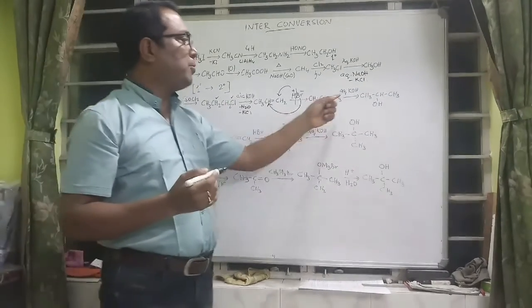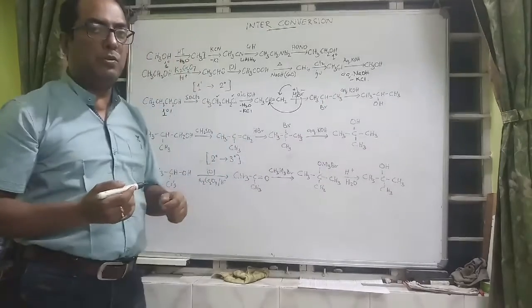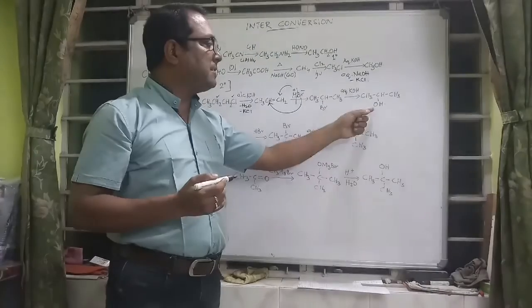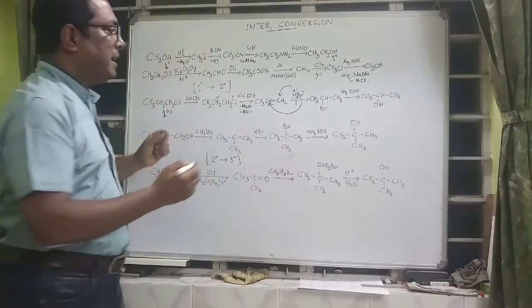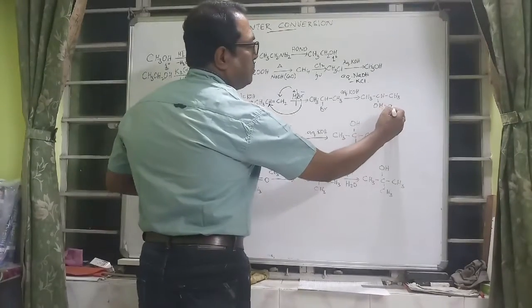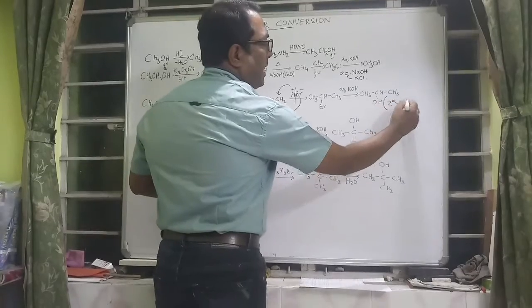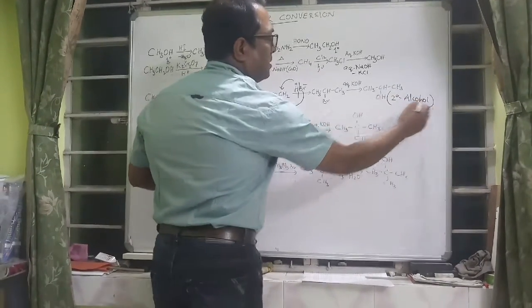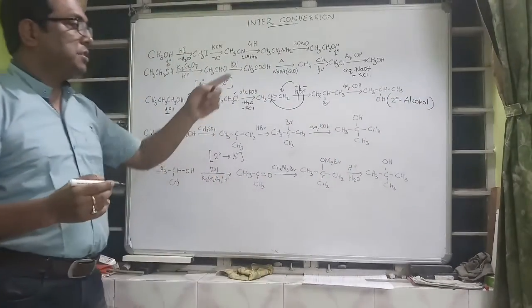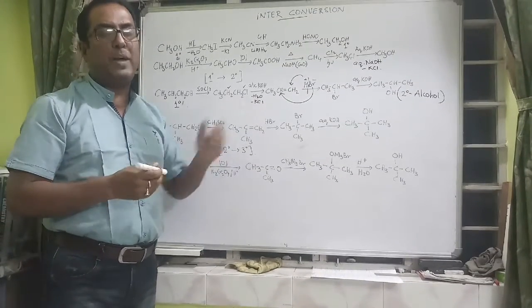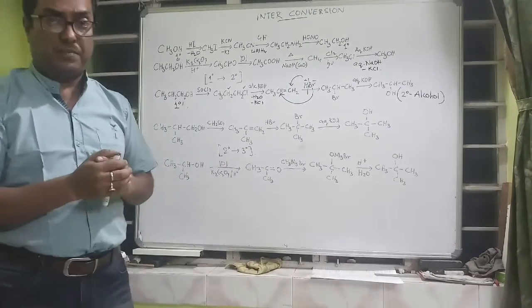So when this 2-bromopropane is treated with aqueous KOH, this Br will be replaced by OH. So 1 degree alcohol turns into 2 degree alcohol. So student, you can understand this is isopropyl alcohol. Nowadays, you know this is the isopropyl alcohol which is used in hand wash.